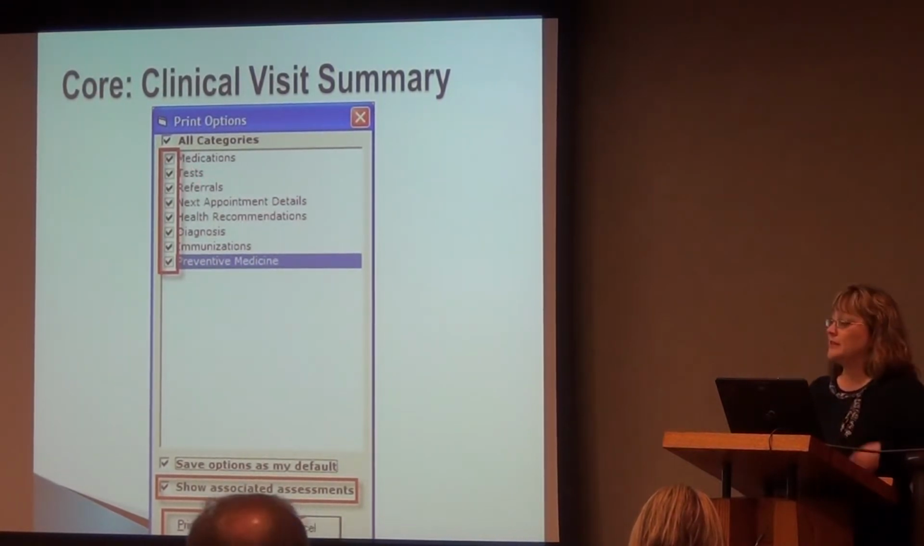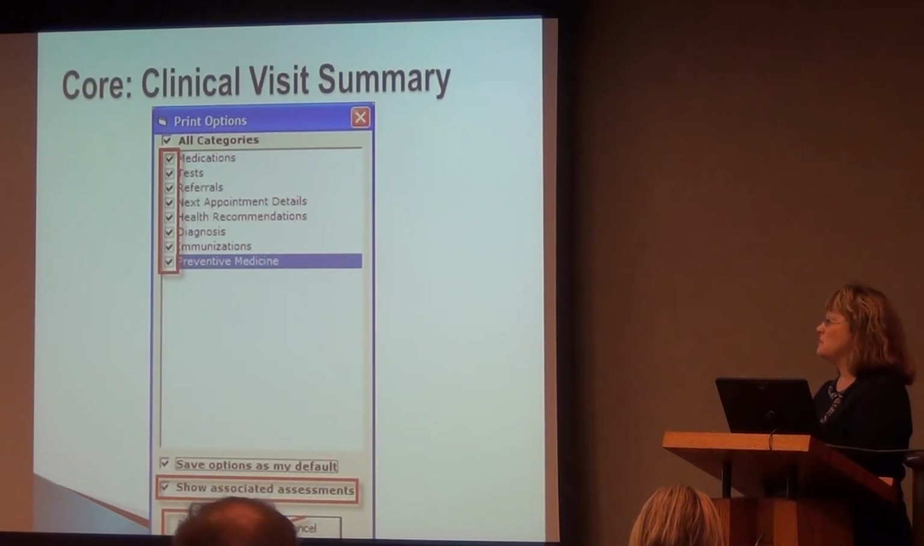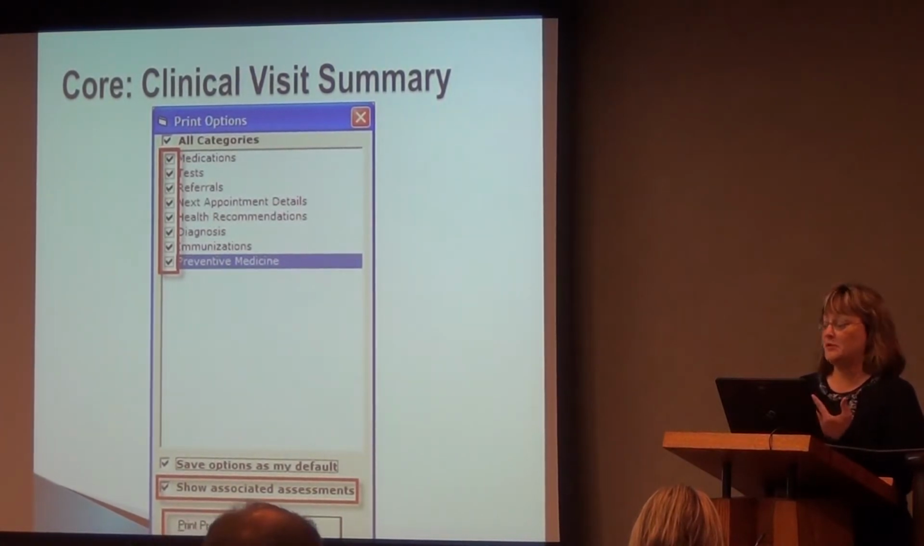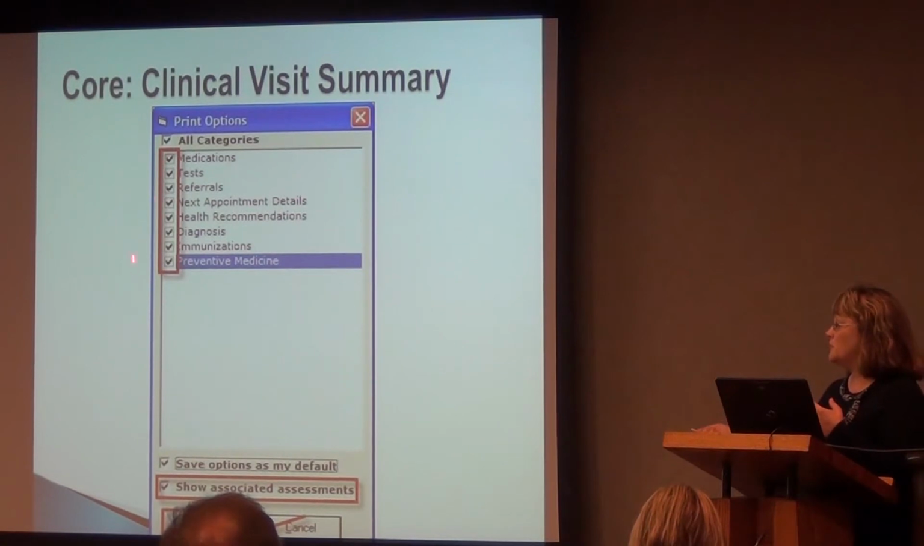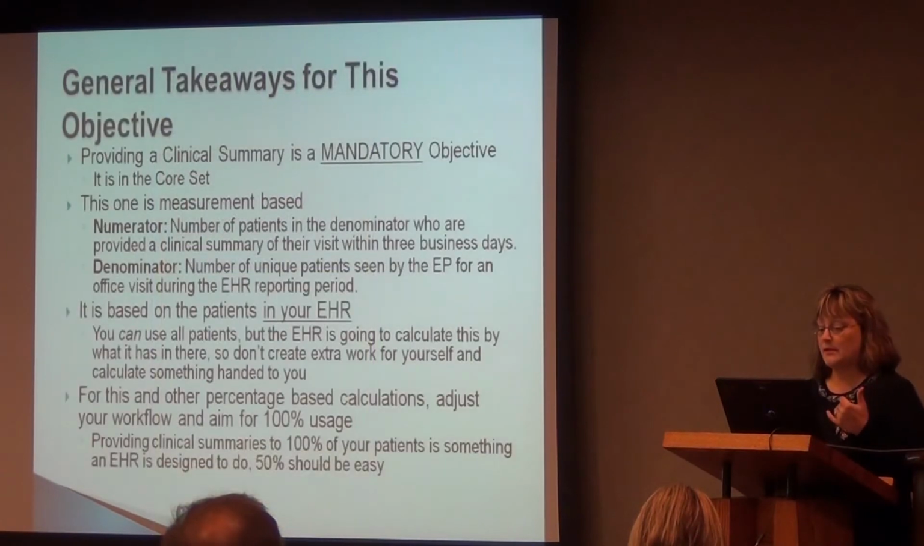Medications, so anything you prescribe, any tests you order, any referrals that you've sent out, when their next appointment is, any health recommendations, their diagnosis, any immunizations you've given, and any preventative medicine guidance appears on that summary. You can uncheck some of these. You can just have a default that they're automatically checked, and then you do print.